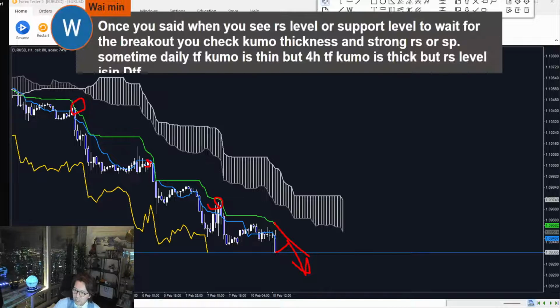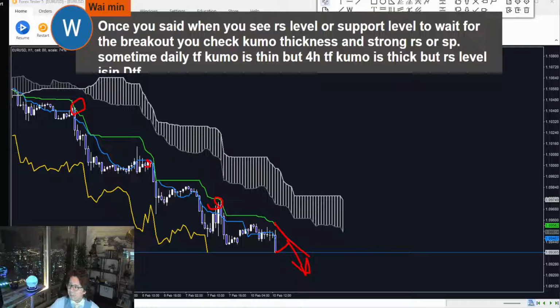Y says, once you said when you see resistance level or support level, to wait for the breakout, you check Kumo thickness and strong resistance or support. Sometimes daily time frame Kumo is thin, but 4-hour time frame Kumo is thick, but the resistance level isn't on the daily time frame. Oh yeah, that happens, right? In that case, you follow the 4-hour thick Kumo trend rather than the daily time frame.